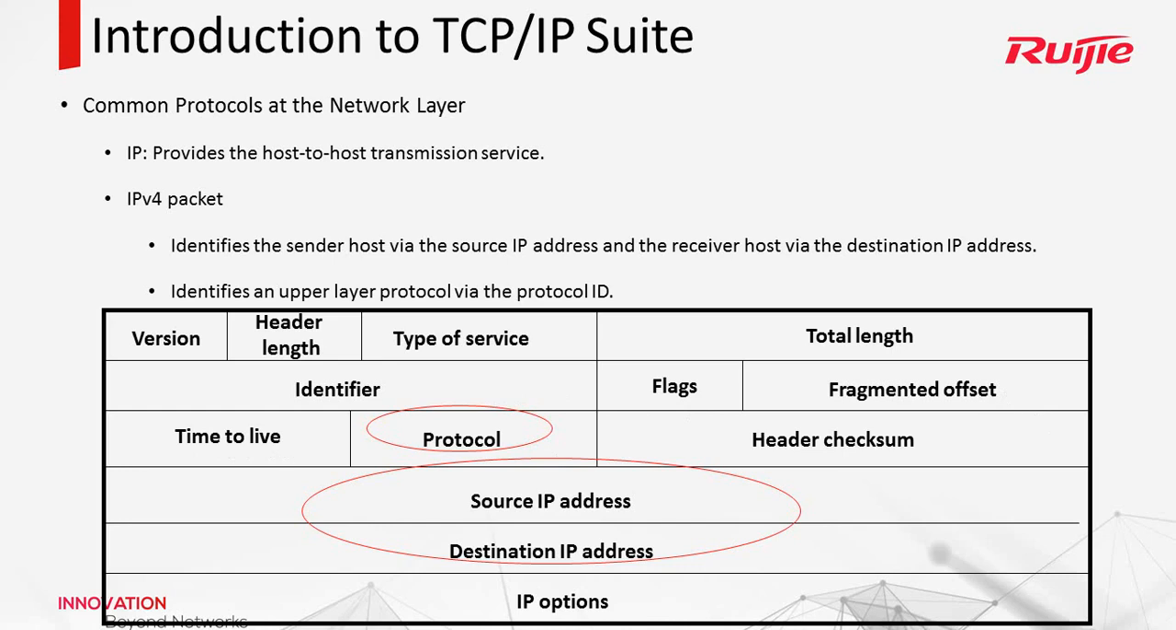Each time a packet passes through a router, the value will be cut down by 1. And the range is from 0 to 255. Then protocol ID is about the protocol. After it, you can see the source IP address and the destination IP address.